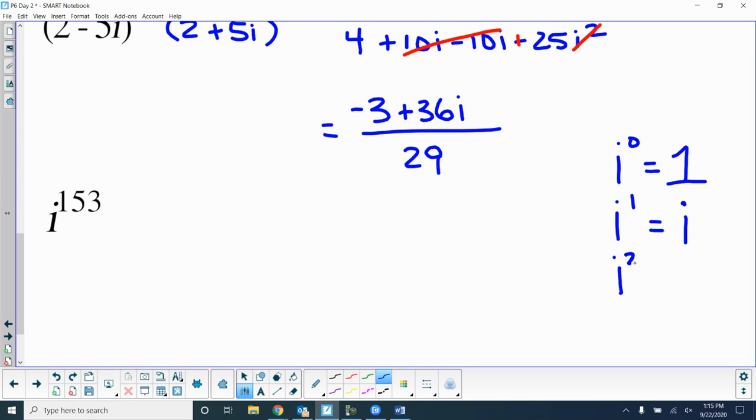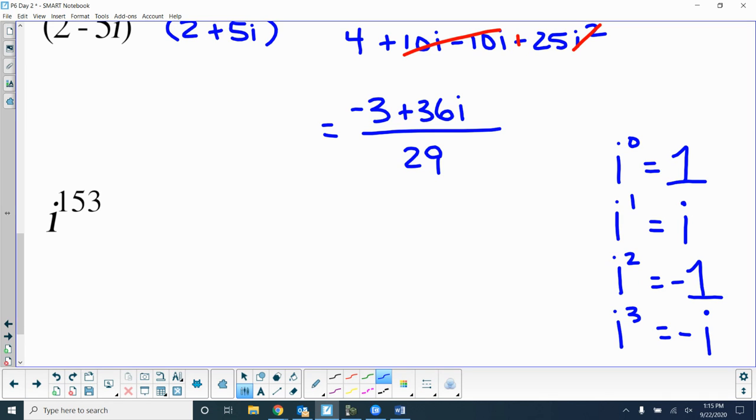We talked about this yesterday. What's i squared? Negative 1. I'm making my ones look like this so we don't think they're i's. And then i to the third is like i to the first times i to the second, isn't it? Isn't that what i to the third is? So what's i to the first times i to the second? Negative i. You guys follow so far?